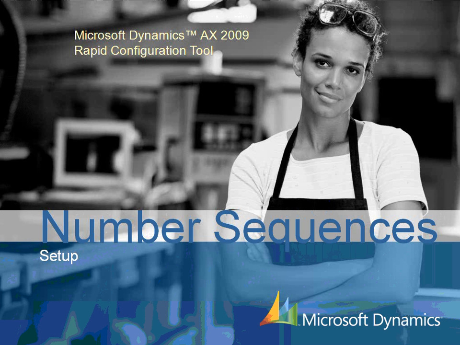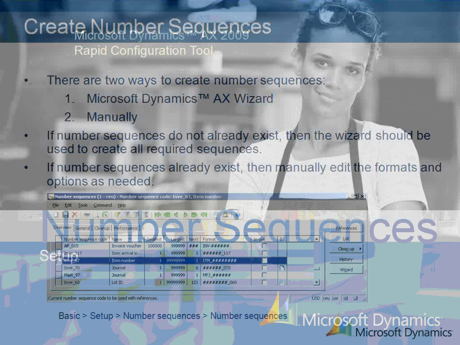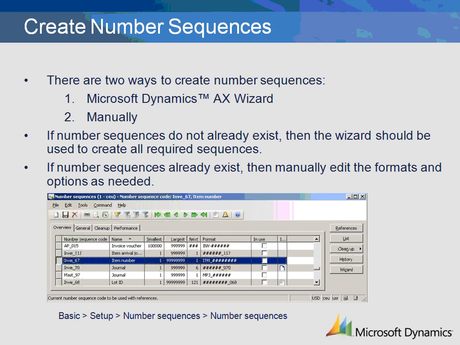This demonstration will review the setup of number sequences in Microsoft Dynamics AX 2009. Number sequences are set up in the Basic module. There are two ways to set up number sequences. One, using the Microsoft Dynamics AX wizard, or two, manually.